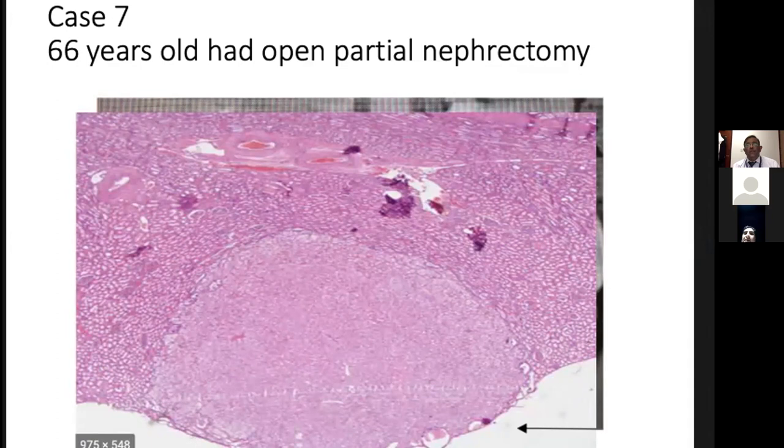So if you have a positive surgical margin, how would you manage this patient? Would you do an immediate radical nephrectomy? Do a redo partial with frozen section, and if the frozen section comes out positive, do a radical? Or do active surveillance or start systemic treatment?